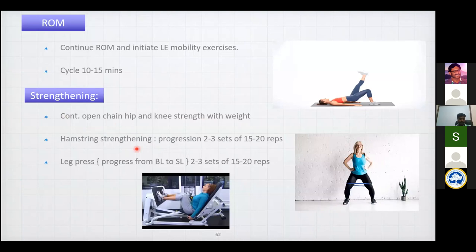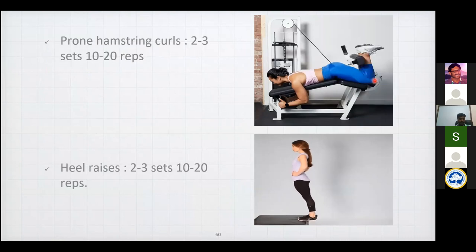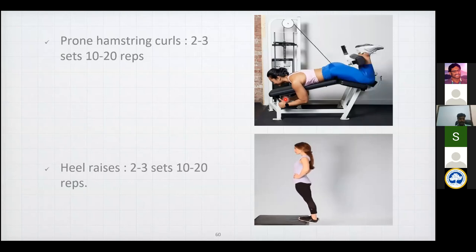Hamstring strengthening, initially, I think I have put an image. Here you can see hamstring curls, but initially when we are doing hamstring curls, let us not take the patient to this machine, the hamstring curl machine. We can make them lie prone on the bed with the knees out, and we can put a TheraBand, the small loop band, hold it down and ask the patient to go against resistance, do the movement, do the hamstring curls.